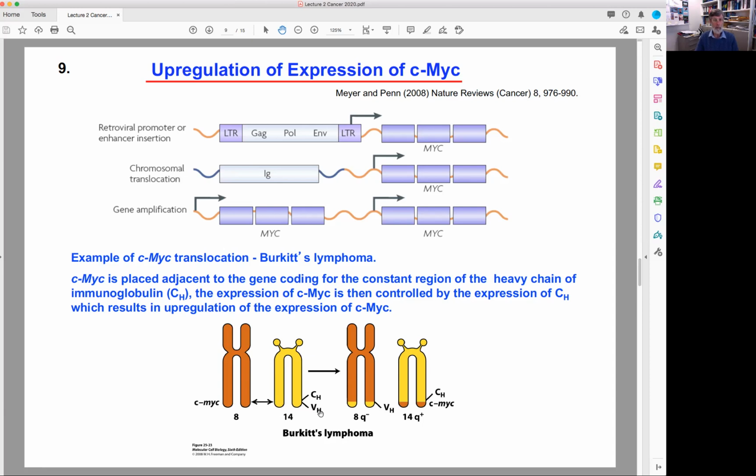gene, you've got the variable and the constant regions near the end of chromosome 14, and simply by a translocation, or a swapping over, you now have the variable region of the immunoglobulin gene on chromosome 8, and you end up with the c-MYC gene at the end of chromosome 14, where its expression is regulated by the promoter for the heavy chain of the immunoglobulin gene, and the immunoglobulin gene, again, is normally expressed at a high level, so you get high level expression of c-MYC.